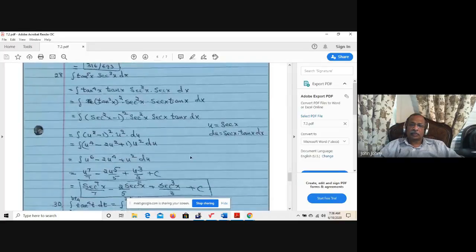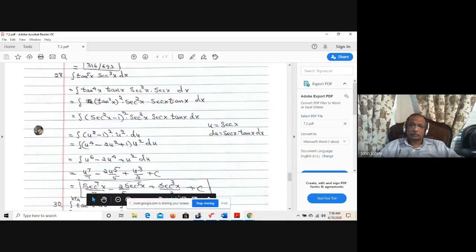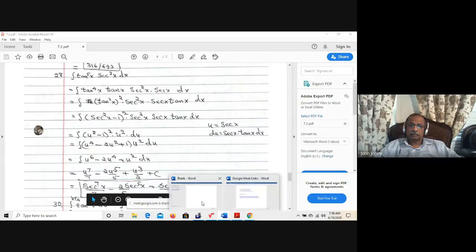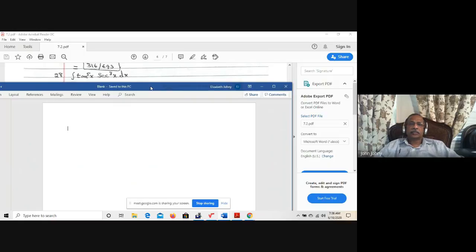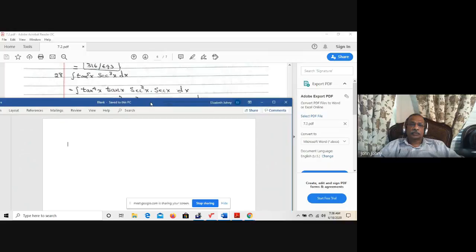Next, question number 28. Tan to the 5x times secant cubed x dx. So this is tan to the 5 is tan to the 4 x times tan x. Secant cubed is secant square x times secant x. So this is a technique when both the exponents are odd. Tan to the 4x times tan x, secant square x times secant x.